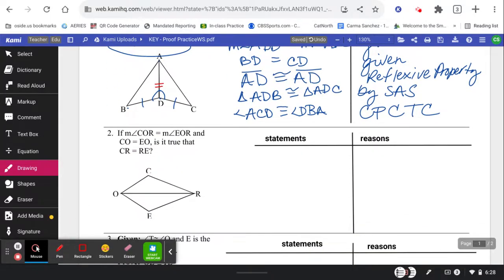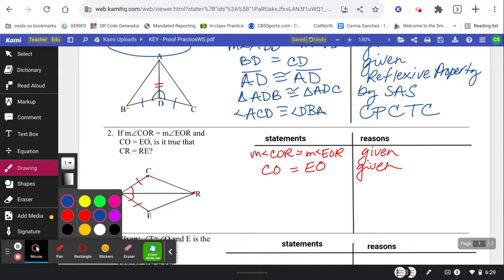The measure of angle COR. So as I read that, I'm looking at these letters, COR is equal to the measure of EOR. So there's my angle right there. So my first given, measure of angle COR is equal to measure of angle EOR. All right, the second statement says that CO is congruent to EO. Sorry, it's saying equal, so I'm going to put the givens exactly like they say. And is it true that CR is congruent to RE?